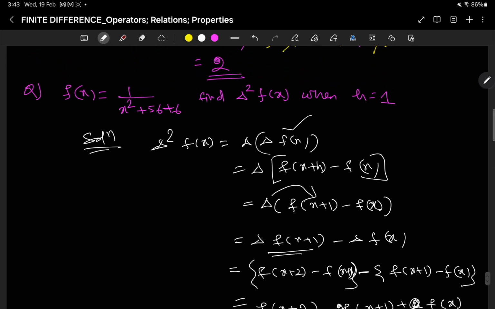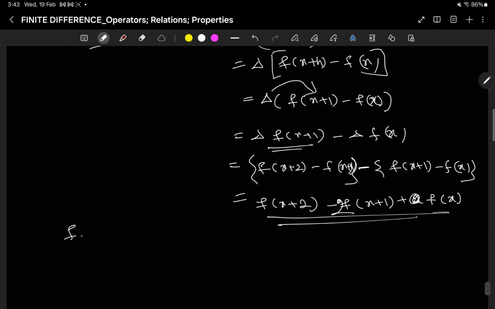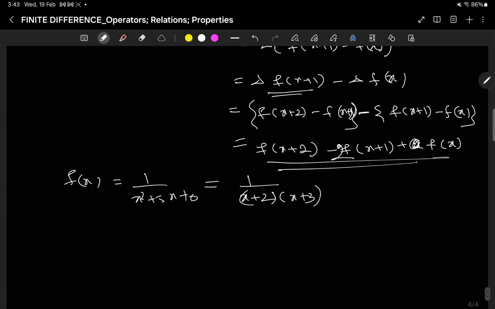Okay. So now your f of x is 1 by x square plus 5x plus 6. If I factorize it, it is 1 by x plus 2 into x plus 3. Can I not find what is f of x plus 2?